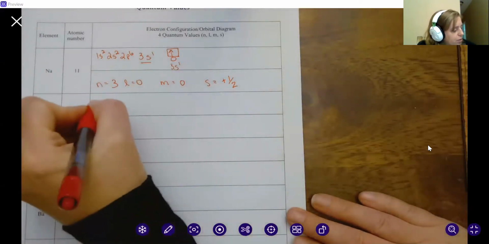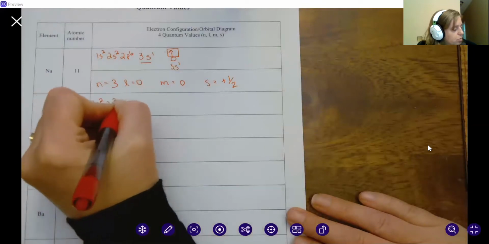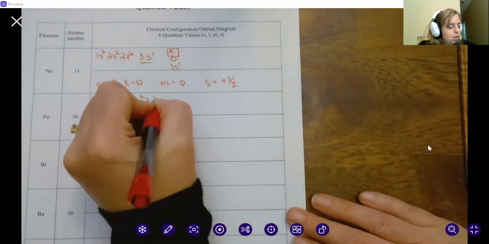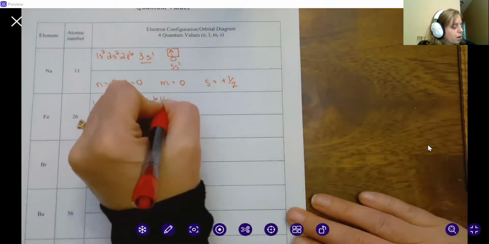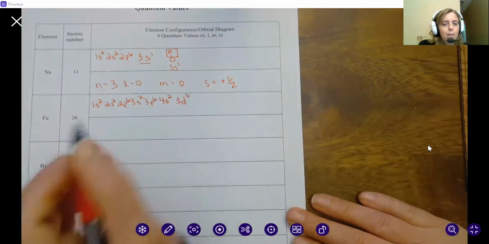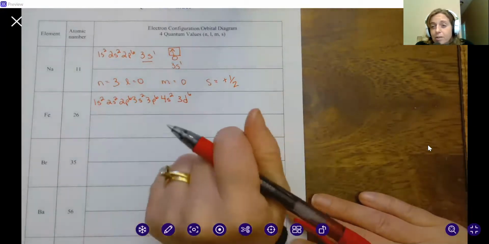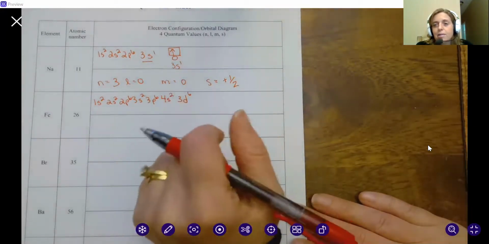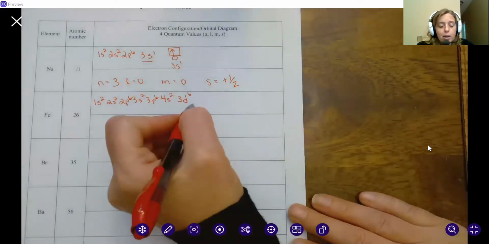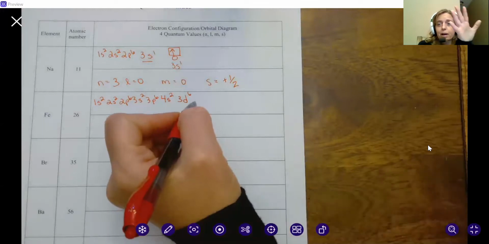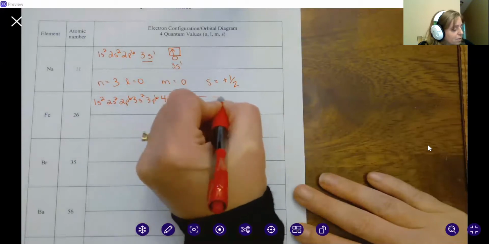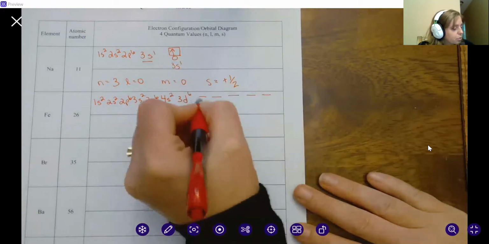Fe has a configuration of 1s2, 2s2, 2p6, 3s2, 3p6, 4s2, 3d6. Now, I don't want to have to keep drawing boxes, so I'm going to represent my boxes as just dashed lines. So I know that if I'm looking at D sublevel, it has 5 orbitals, or 5 subshells. So I'm going to draw 5 lines like that. 1, 2, 3, 4, 5.